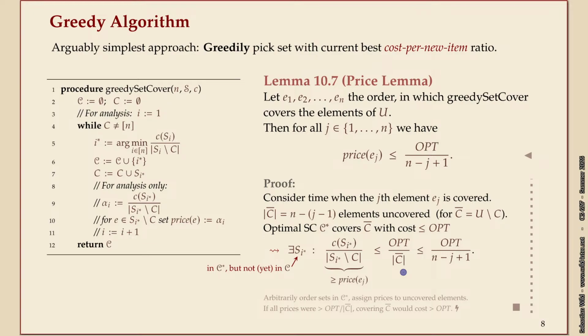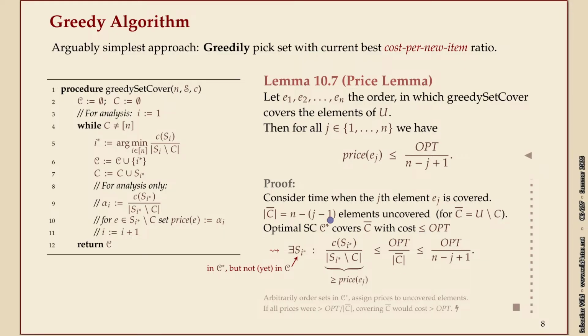because assume, towards a contradiction, this wasn't the case. There was no such set left with such a low cost per new item ratio. Well, then if you take this average cost per element and sum it over all the remaining elements, it means that you would need strictly more than opt divided by C bar cost. If you sum it up over all those C bar elements, you would require strictly more than opt to cover just the remaining elements, but the optimal solution covers all of them at cost at most opt. So that's a contradiction. So we always find a set Si star where the cost per new item ratio is at most opt divided by C bar.